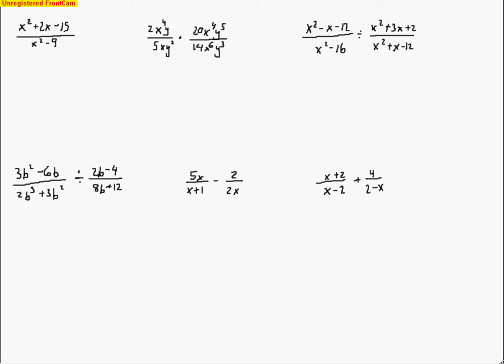Today is a review on simplifying rational expressions, multiplying and dividing, and adding and subtracting. So let's take a look at some of the types of problems you'll end up seeing on tonight's homework. Here's one where we end up having to simplify this expression. So the first thing you want to do is factor. In order to simplify, you've got to have factors.